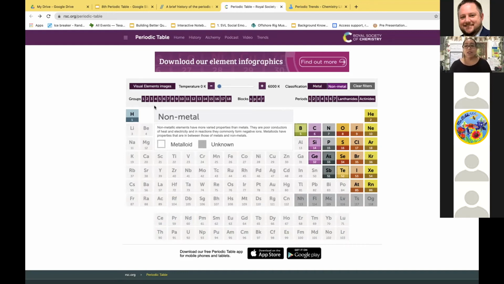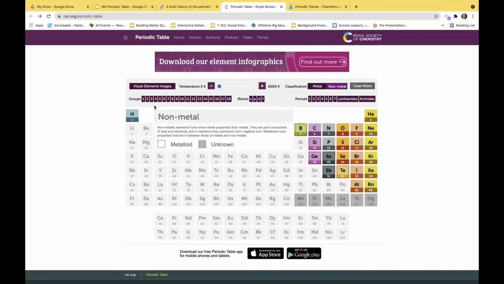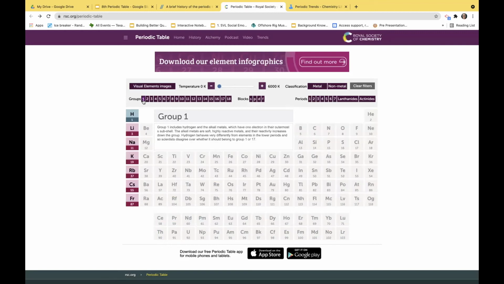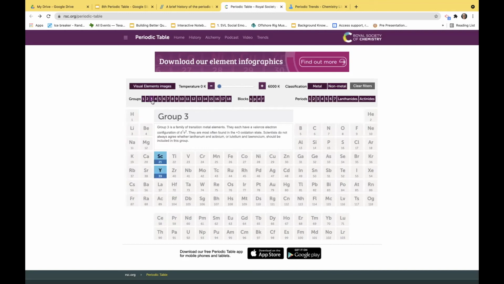So we have the columns. Columns are also called the groups or families. And each vertical group or column, each element in the same group often have similar physical and chemical properties. So here we have group 1, group 2, group 3, 4, 5, and so on. Now remember, we were in our last group 18 with the noble gases that constituted our plasma ball. So here we have group 18, the noble gases.